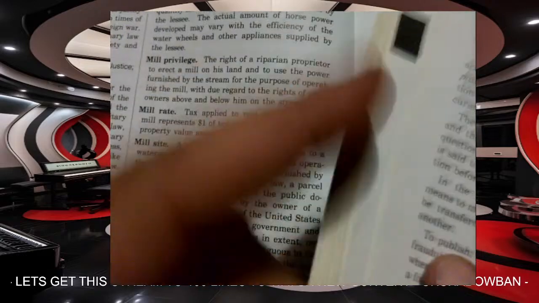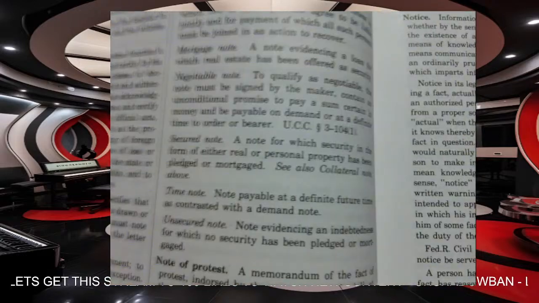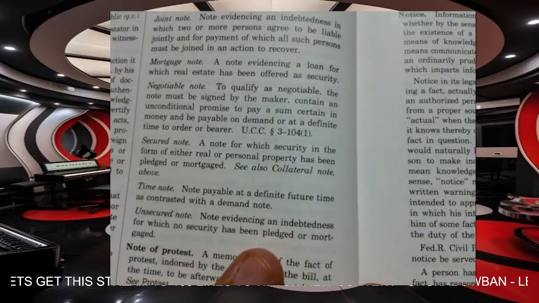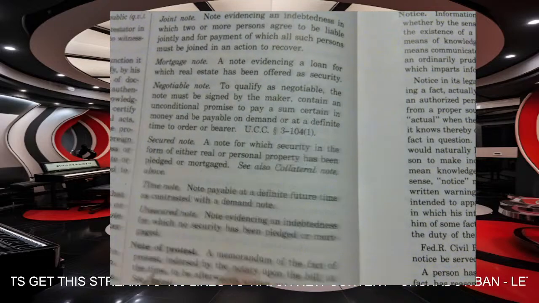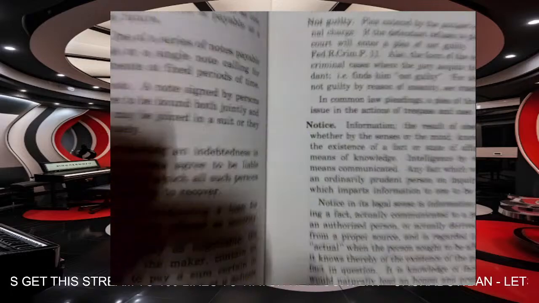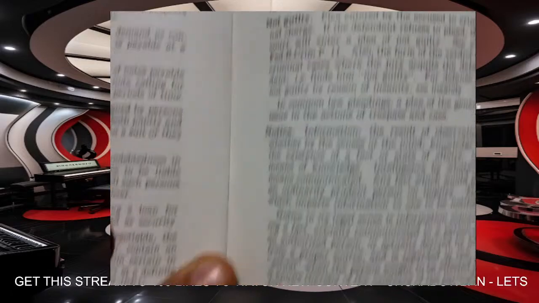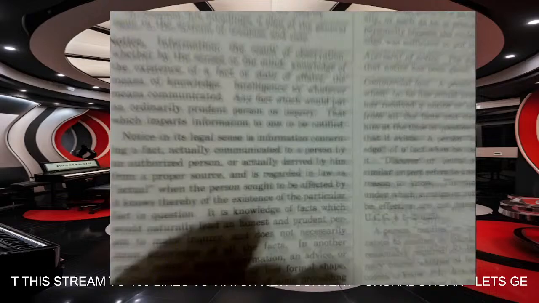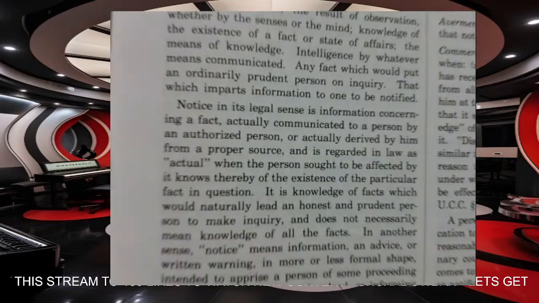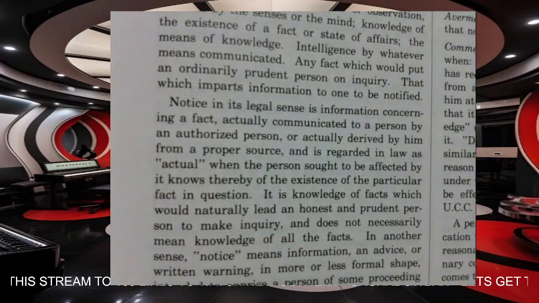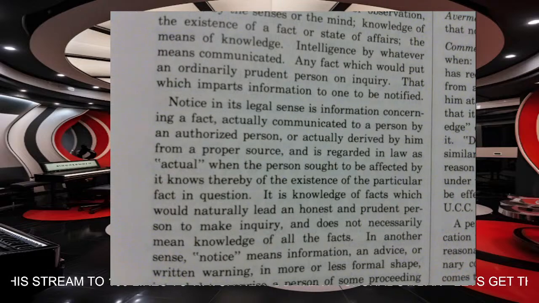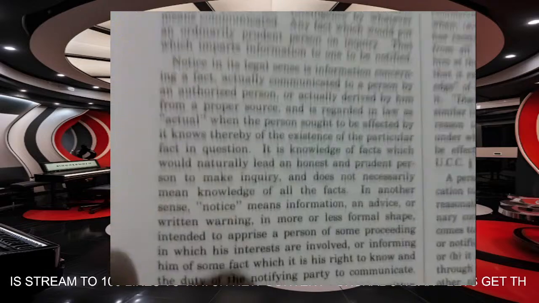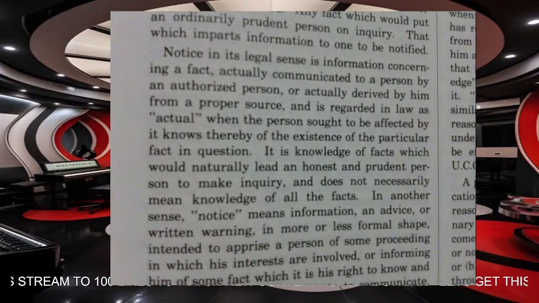Oh, that's land use. Alrighty. Not guilty. Oh, notice. Hold on, let's read notice. Alrighty. Excellent. Notice. Chad said he's mental. Yeah, that's a good one, man. Mental.